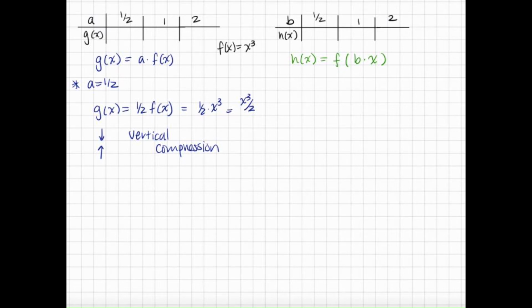When we did this for the graph of h of x, we let b equal 1/2. We end up with h of x equals f with the input of 1/2 times x. So this becomes 1/2 times x quantity cubed, which is 1/2 cubed x cubed, and we can also write this as x cubed over 2 cubed. And this resulted in a horizontal stretch, so out in both the left and right directions.